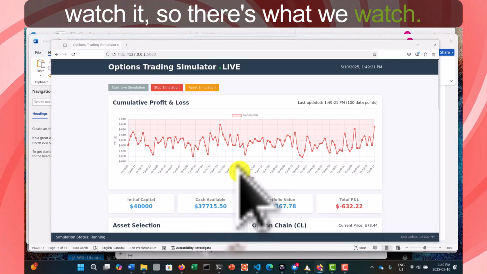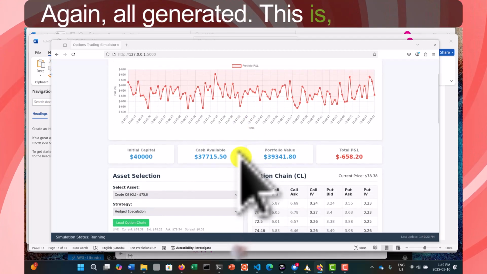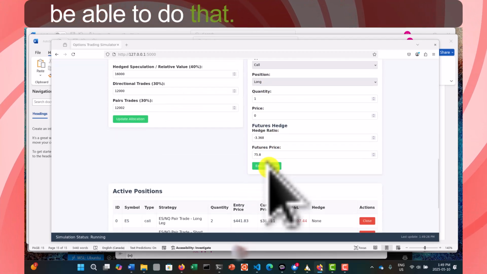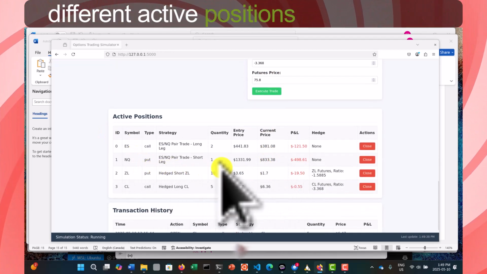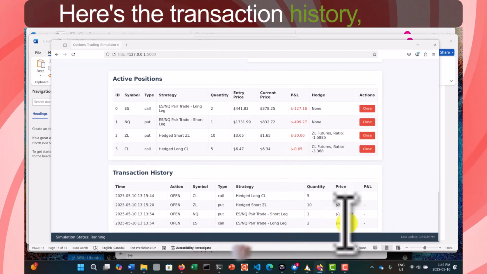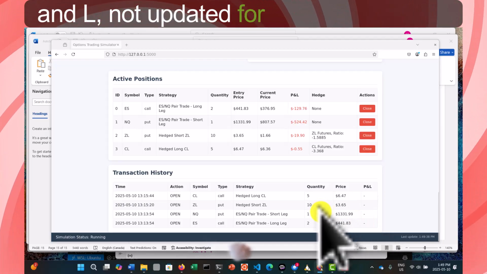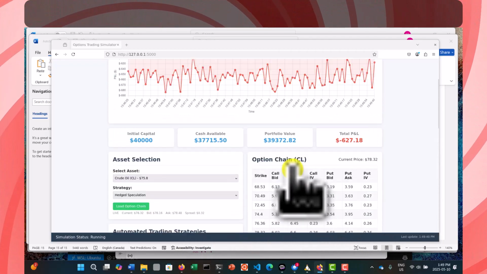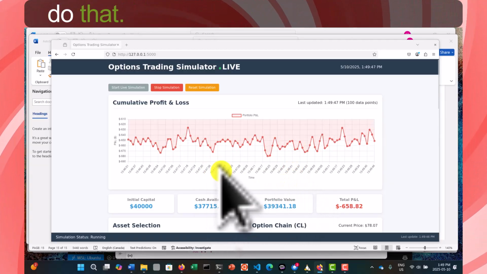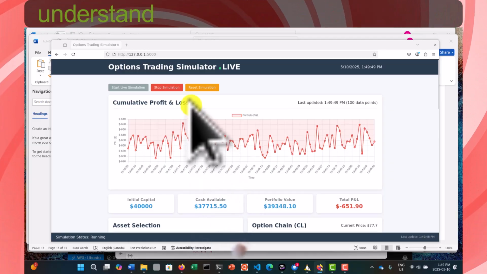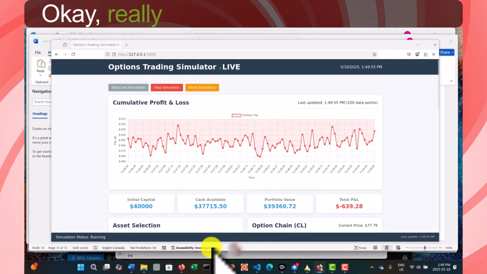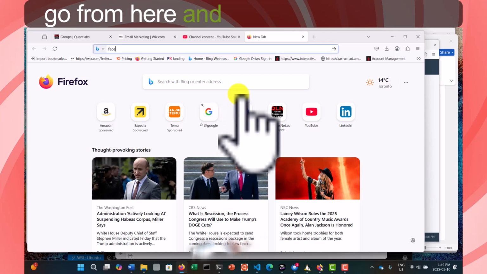So this is what we watched. Again, all generated. To me, this is really impressive, to be able to do this. Okay. And here's all the different active positions that are open right now. They're all losing. Here's the transaction history. Nokia and L not updated for whatever reason. But yeah, I'm blown away that we're able to do that. So again, for people that don't understand the AI, everything I've talked about in this is 100% AI generated. Okay. Really important. So where do we go from here and what are we going to do?